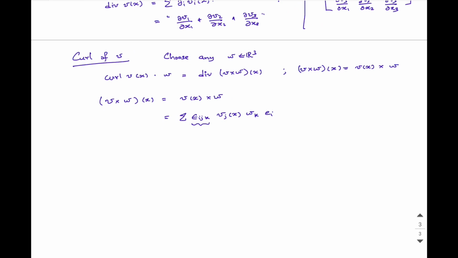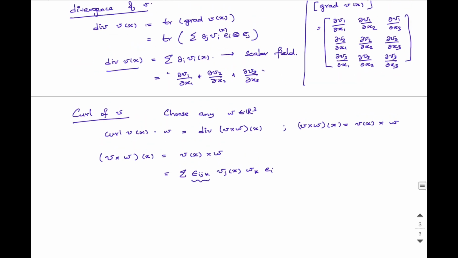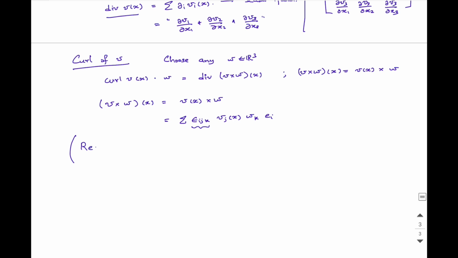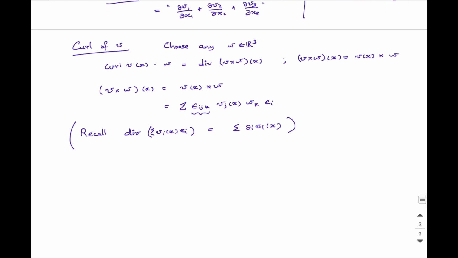Good. Now once you have this, then you can easily compute the divergence. Remember that earlier we computed this expression for the divergence of V. So what we did was, if V is a vector field, which is written as Vi of X ei, let me write it more legibly. So recall that the divergence of Vi ei is summation partial i Vi of X. That's the definition that we saw earlier.